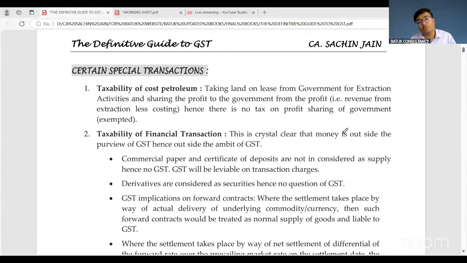Export of services, sir, a little time. Lalan sir, a little time. We'll discuss import and export. We have a separate topic for that.